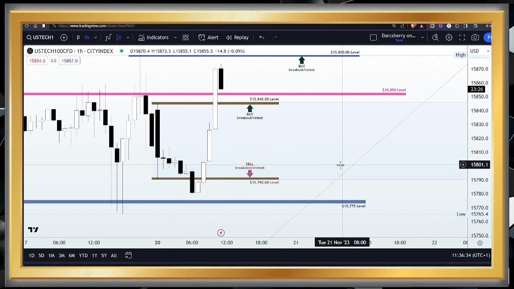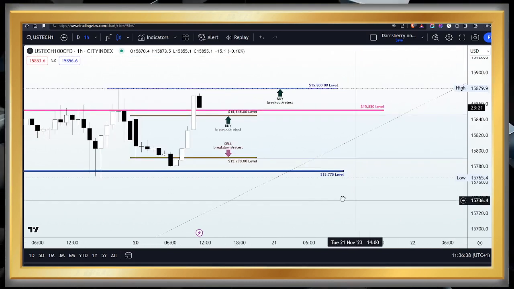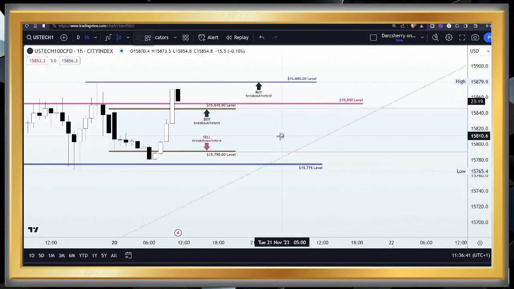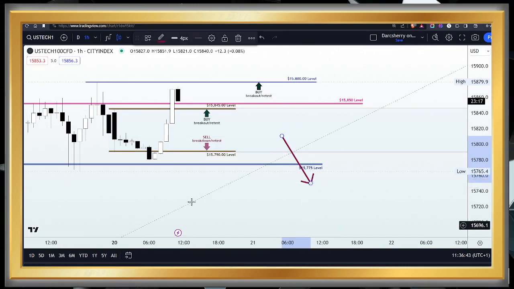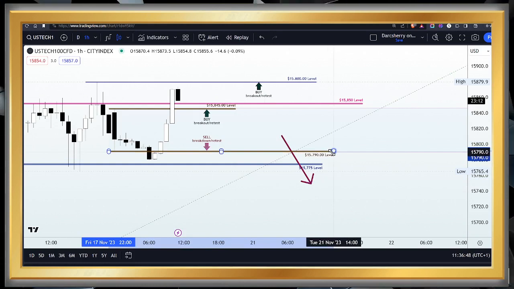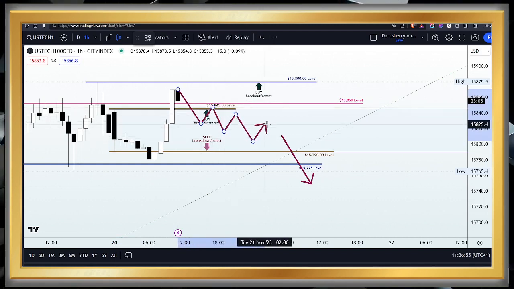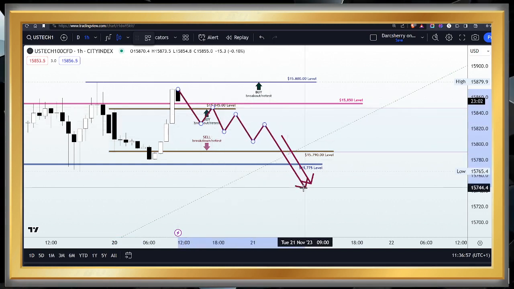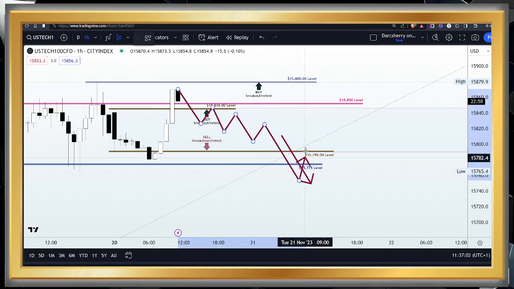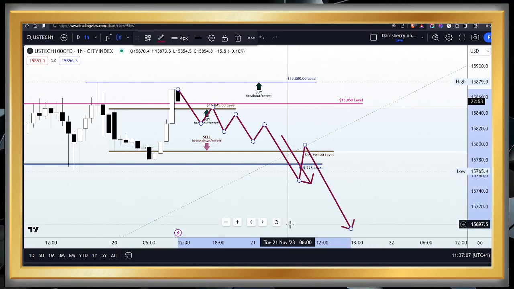But if at any point in time we begin to notice that price is dropping and then breaking down that ascending trend line we identified on the 4 hour time frame, which for me, I think will happen when price breaks down to 15,790. It might take quite a while before that happens. Maybe something like this, find lower highs leading to the breakdown of the 15,790 or the 15,775 area. Retest of structure giving us beautiful confirmations to join a downtrend move.